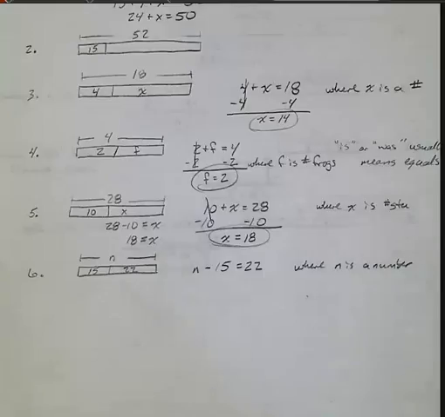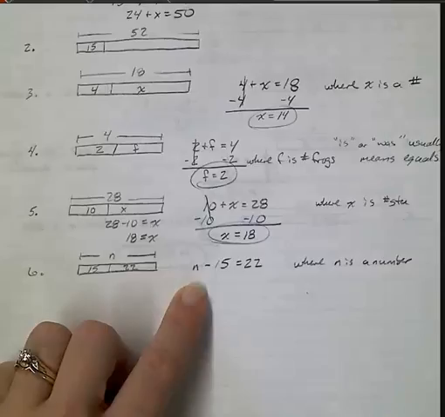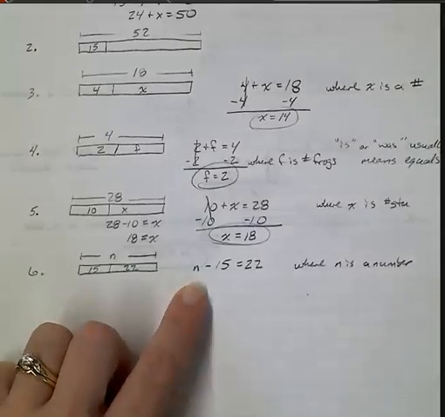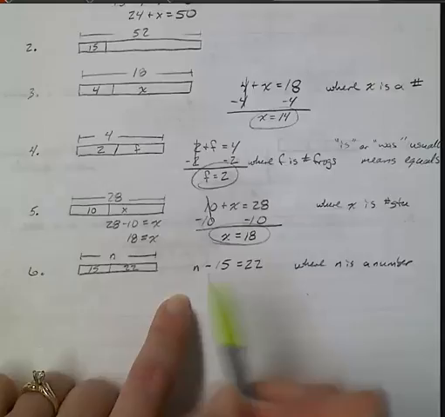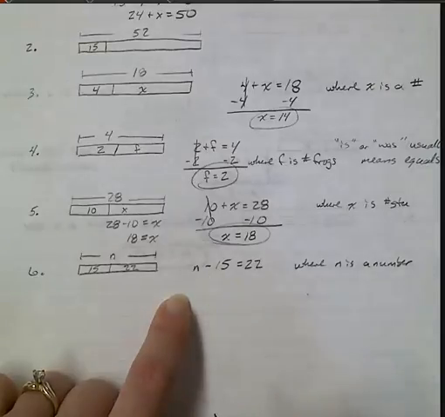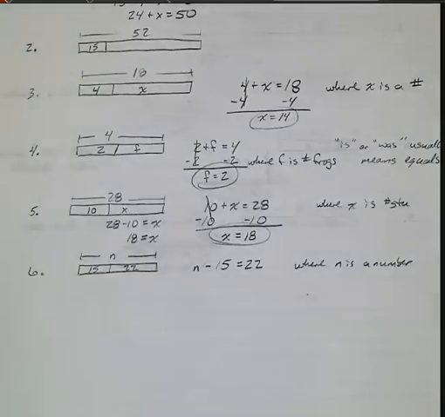How do I go about solving to figure out what n is? How am I going to do that if I have n take away 15 equals 22? Nate, what are you going to do? How do I get n by itself? Well, if I'm subtracting 15, what's the opposite or inverse operation of subtracting 15? Adding. Remember, they're on a line back there. Addition and subtraction are inverse operations, just like multiplication and division are inverse operations.